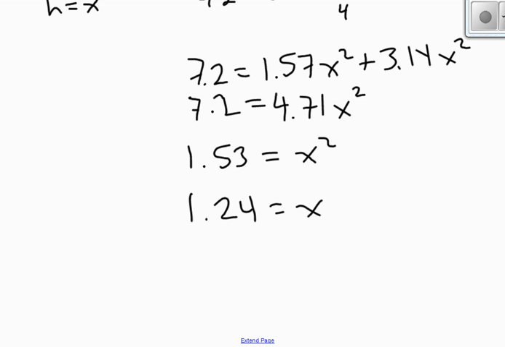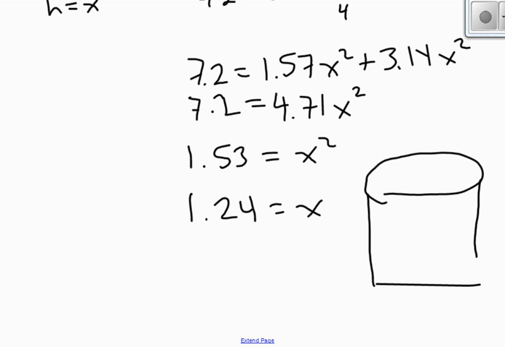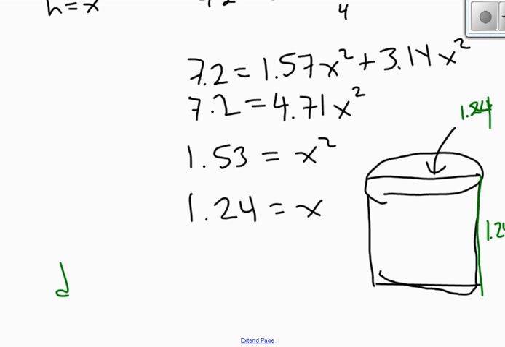So that means the optimized cylinder that has a surface area of 72 meters squared has a diameter of 1.24, and a height of 1.24. So diameter equals 1.24, and height equals 1.24. And I think this question was in meters.